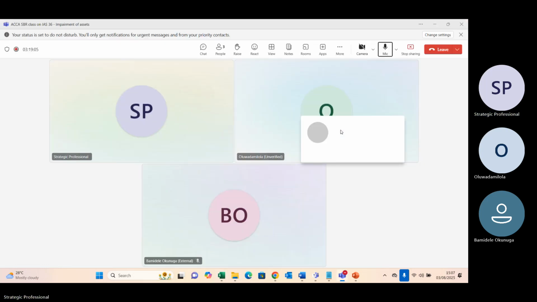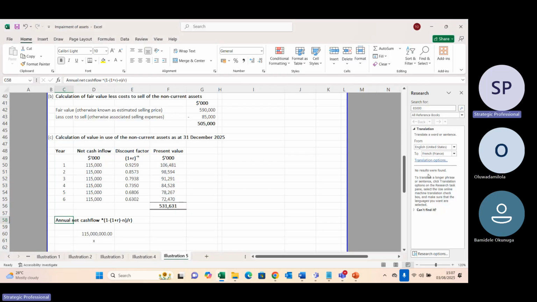Hello, can you hear me? Yes, sir, I can. Okay, let's do it together. So the formula, the shortcut, is annual net cash flow times open bracket 1 minus 1 plus R close bracket to the power minus N, over R. Now the first thing is to do 1 plus R. So that's 1 plus 0.08. That's 1.08, raised to power minus N. N is the number of years. That's 6. N is 6.